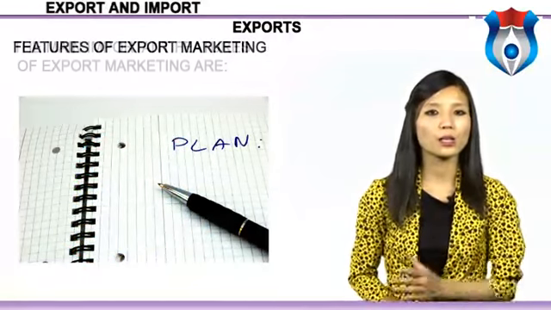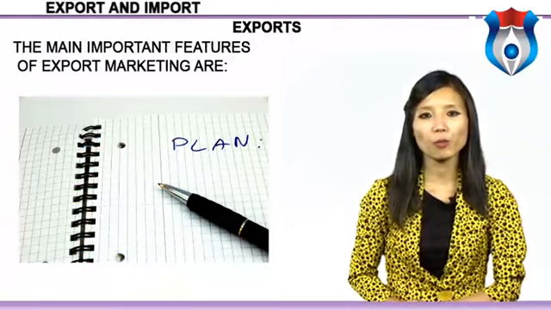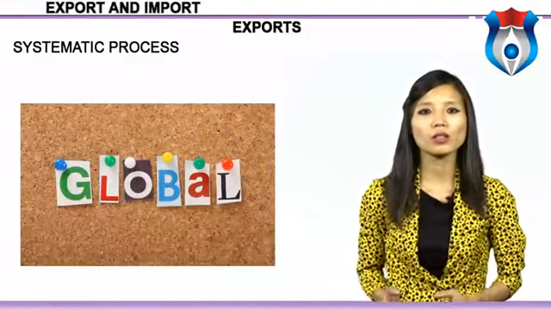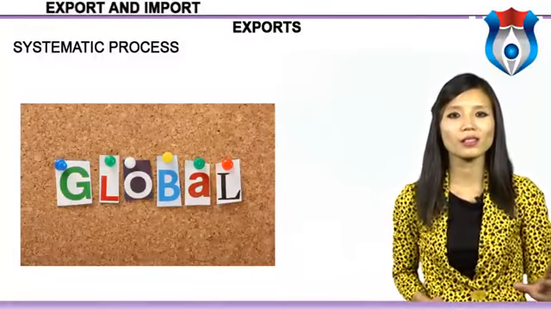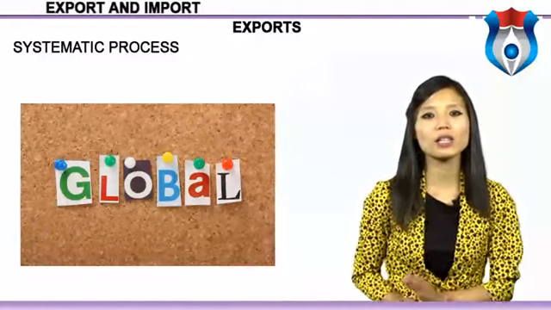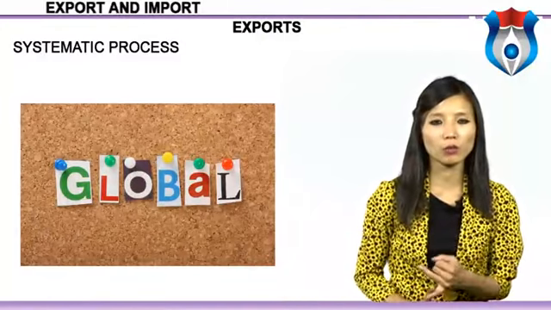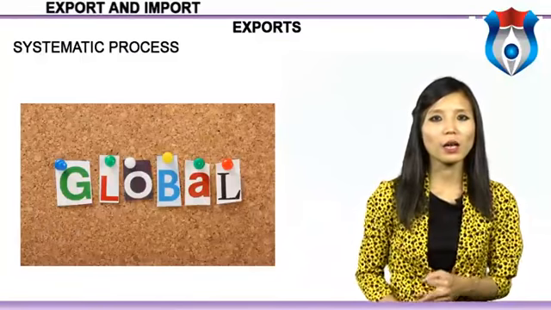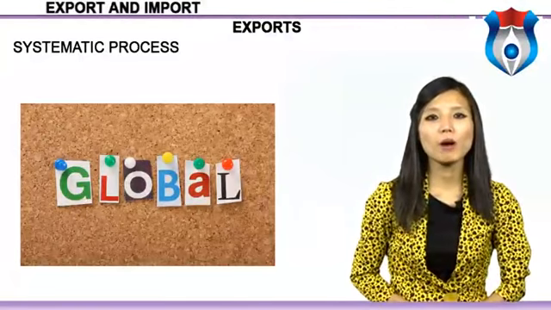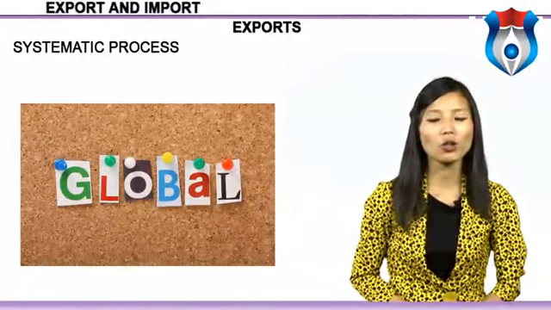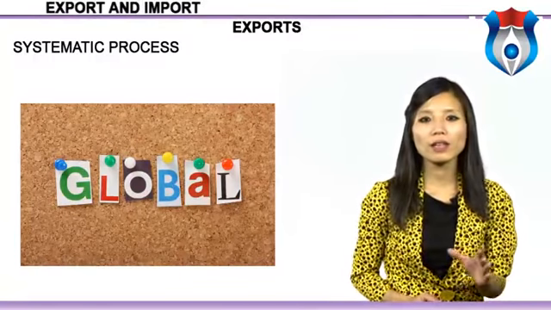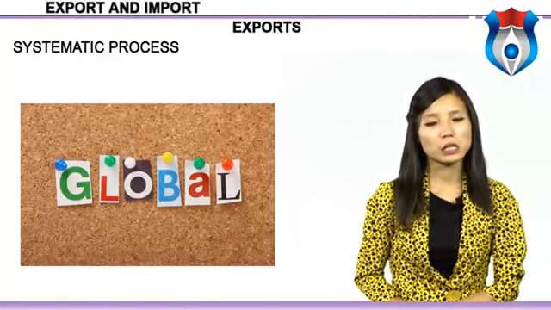Features of export marketing. The main important features of export marketing are: Systematic process. Export marketing is a systematic process of developing and distributing goods and services in overseas markets. The export marketing manager needs to undertake various marketing activities such as marketing research, product design, branding, packaging, pricing, promotion, etc. To undertake the various marketing activities, the export marketing manager should collect the right information from the right source, analyze it properly, and then take systematic export marketing decisions.